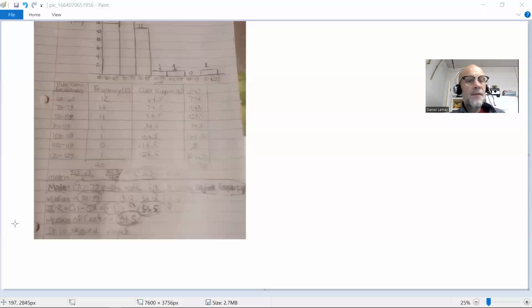Okay, so let's give you some feedback, and thank you so much for doing this question. I mean, these are not easy to do. Your mean is spot on. You're right on. It's right skewed. The tail's to the right.